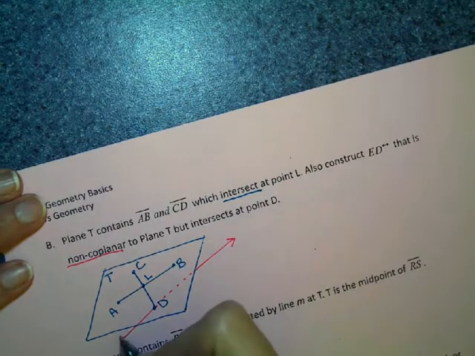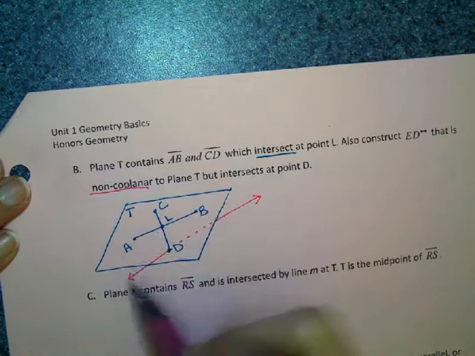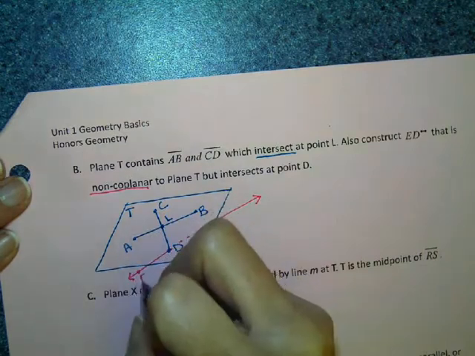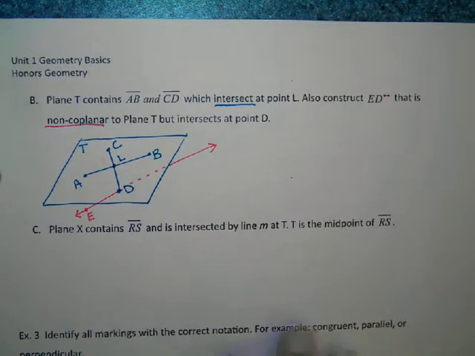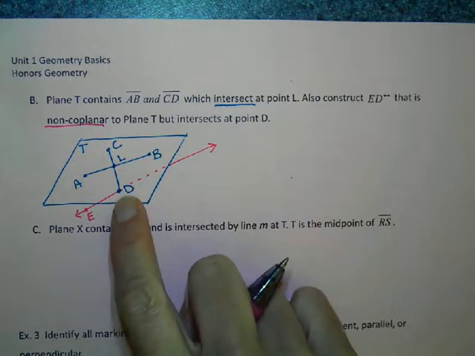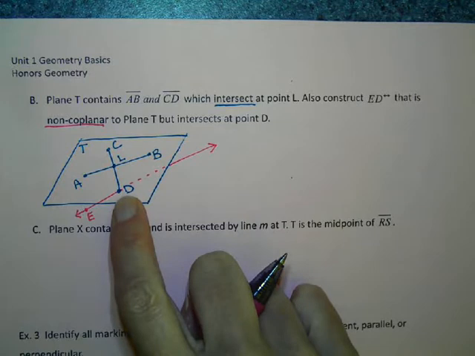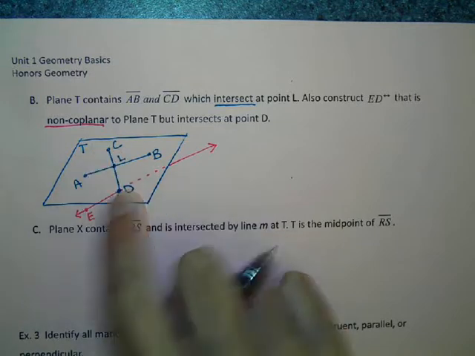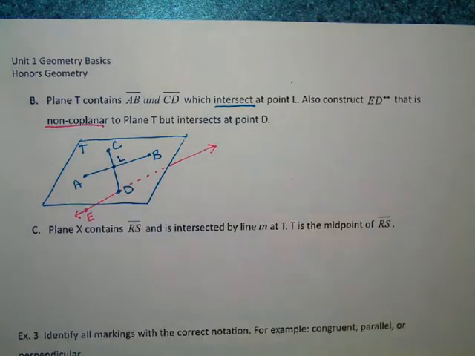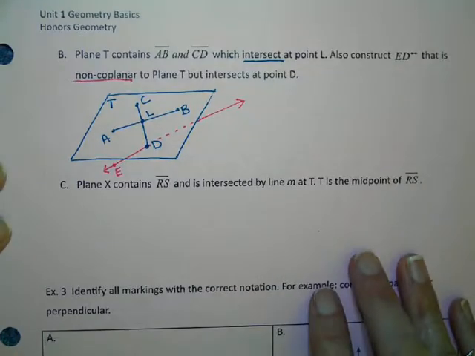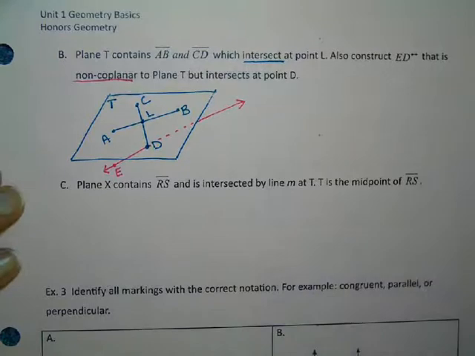So I'm going to put my E off of that plane so you can clearly see that that line is not on that plane. D is on it. So this line intersects this plane. Also construct ED, because there's already a D there, that is non-coplanar to plane T, that intersects at D. Okay, so that's just an example of what it could look like. The next one says draw plane X.